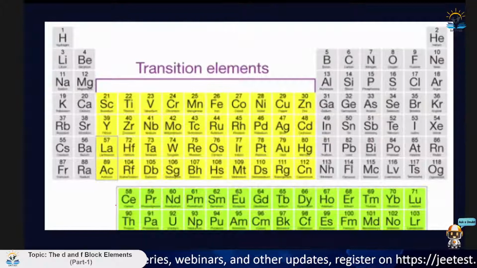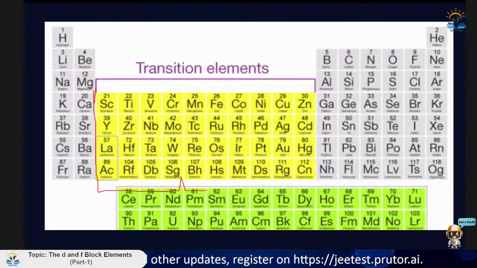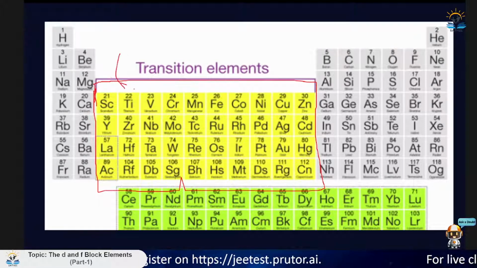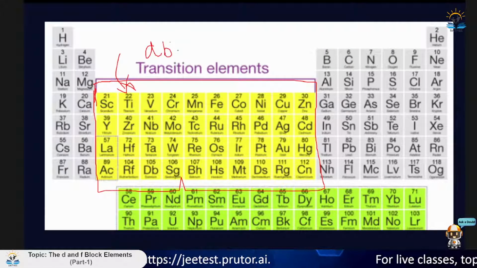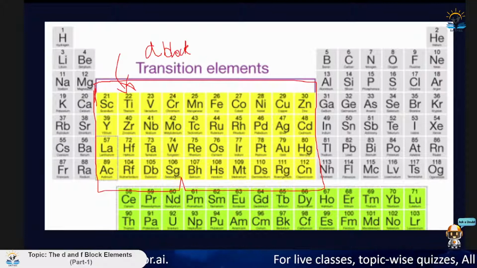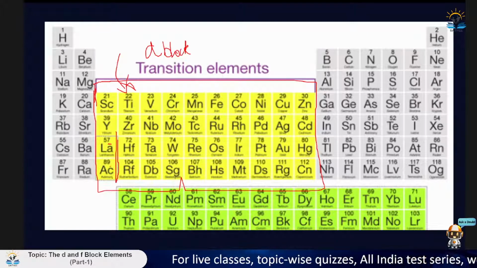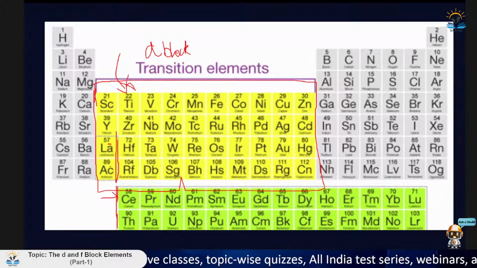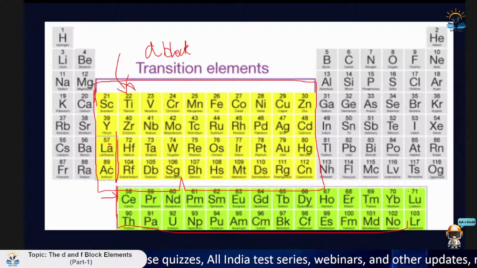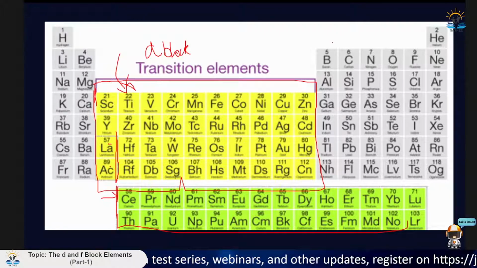So if I show you the periodic table over here, we have this section of elements, right? This section of elements is known as our D block elements. And when we come towards 57 and 89, you see we get these. These are our F block elements. So our D and F blocks are located respectively at these two points on the periodic table.